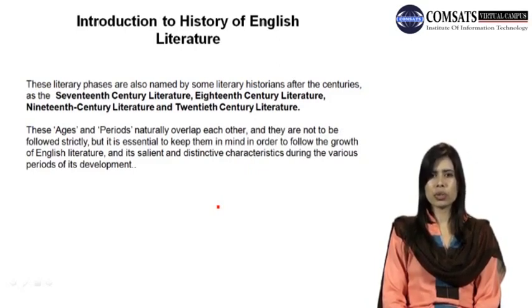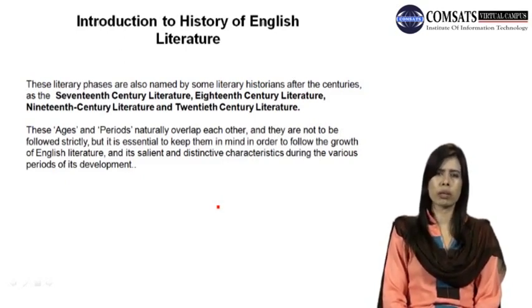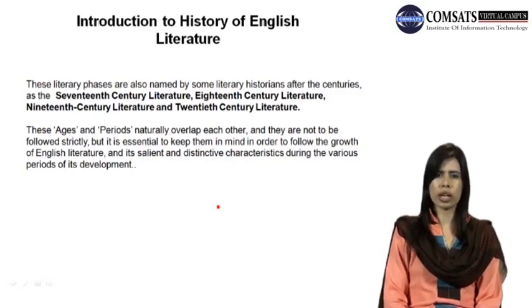So in relation to centuries, we'll talk about different writers and different poets as well, and we'll focus on their works. These ages and periods naturally overlap with each other, and they are not to be followed strictly. So my dear students, you don't need to get worried that it is very difficult to memorize which age is this or which century is this. You are not supposed to follow these periods and ages strictly. You just have to keep in mind the concept only. But it is essential to keep them in mind in order to follow the growth of English literature.